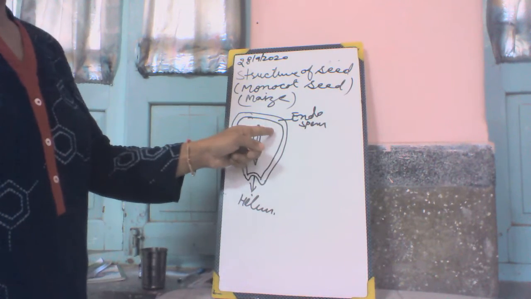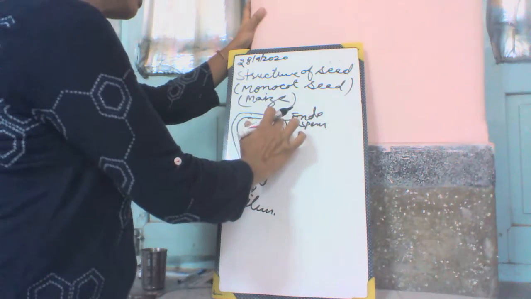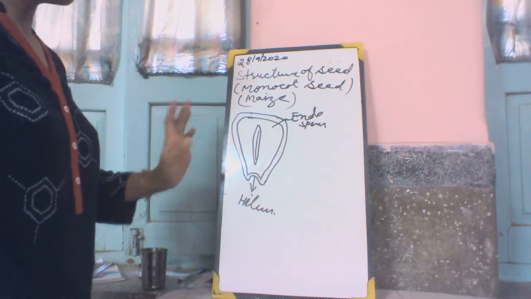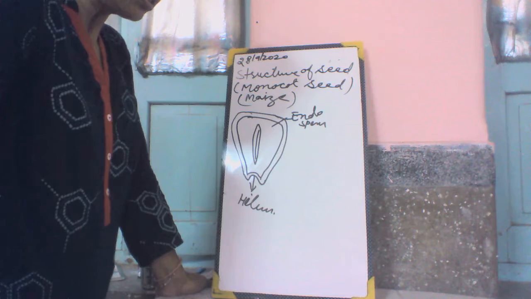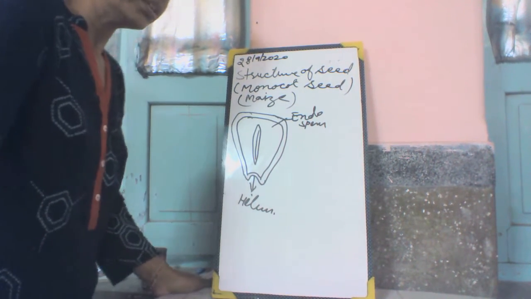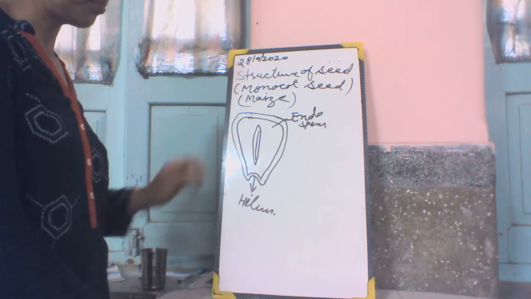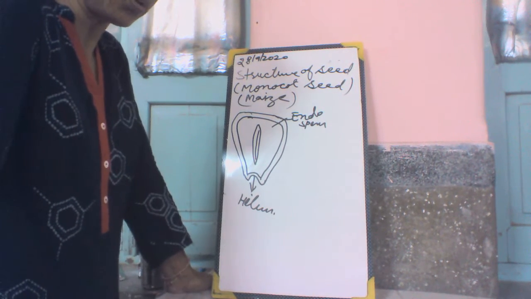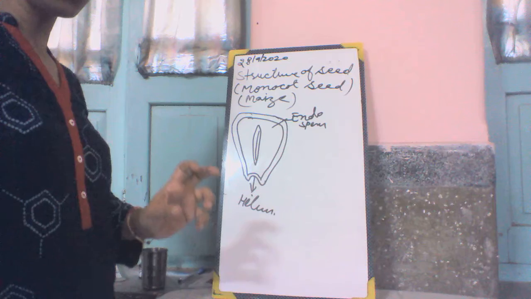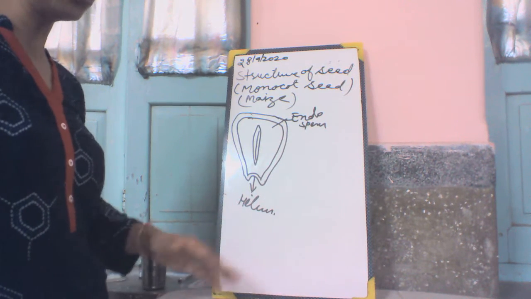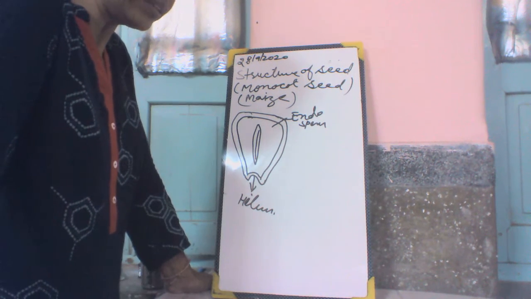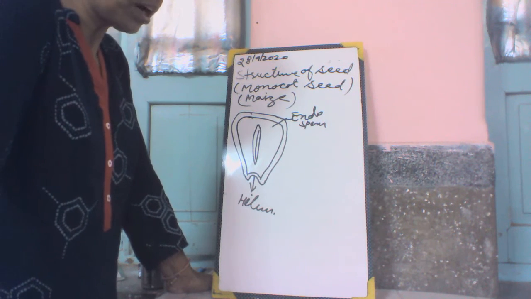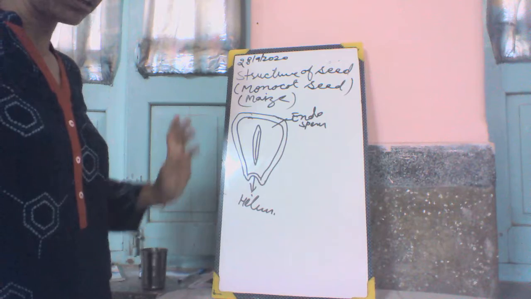Endosperm, stored food in seed. It has stored food for the baby plant. The next is seed coat. It is fused with pericarp. Pericarp has three parts, epicarp, mesocarp and endocarp, and these three layers of pericarp are fused together. It is a thin layer that forms the outermost part of the seed.